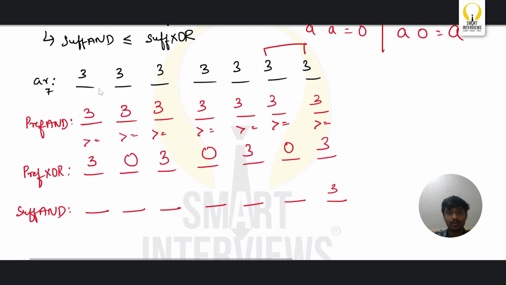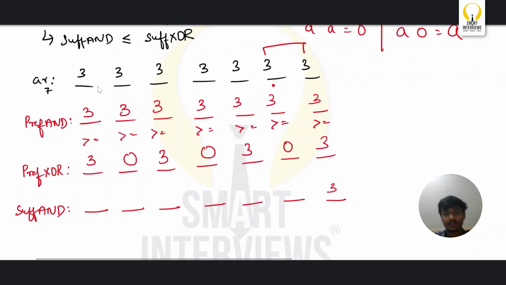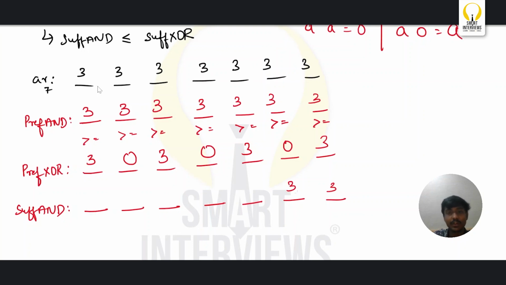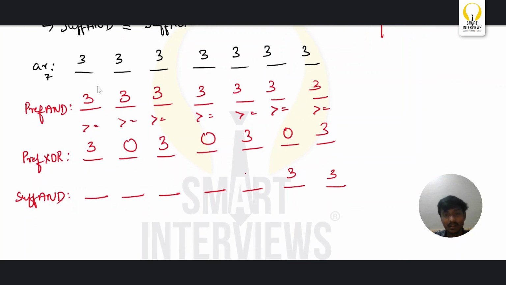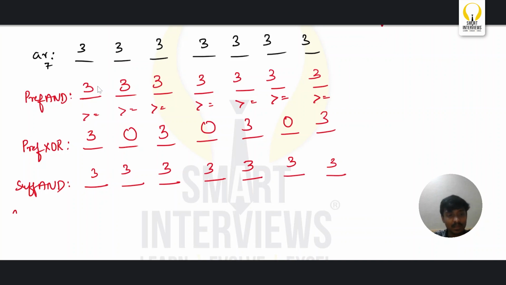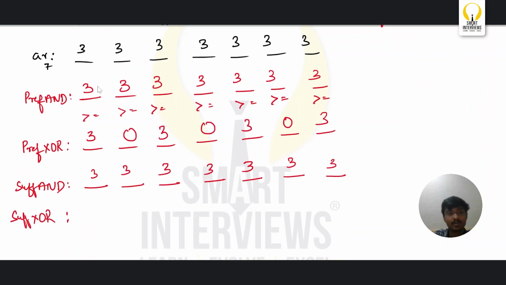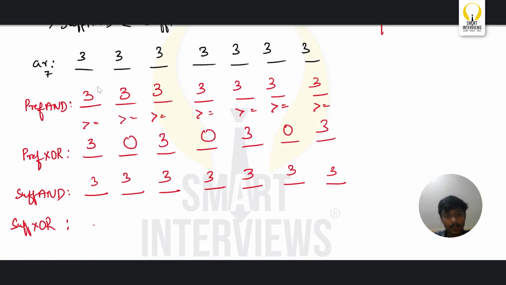Now, till this point, what is the suffix and? It is going to be 3, right? Here, 3, 3, 3, because and will not change. Now let's see about suffix XOR.